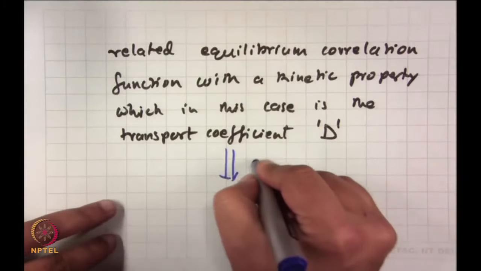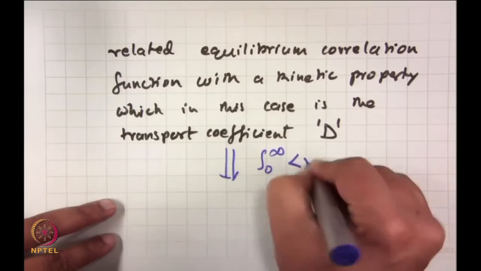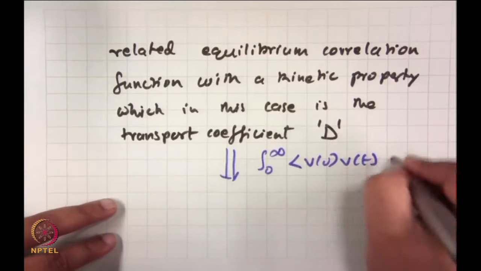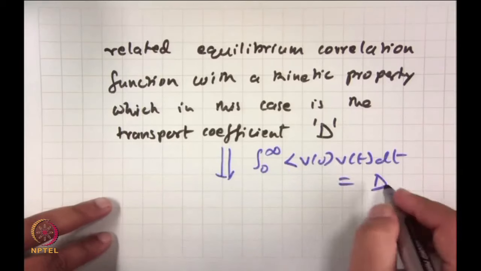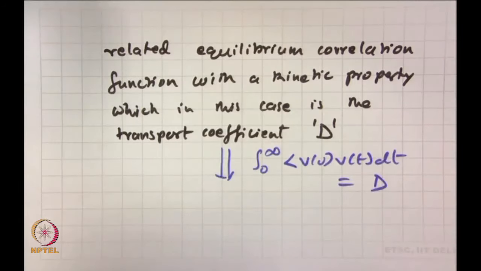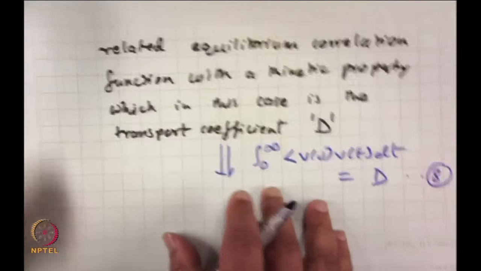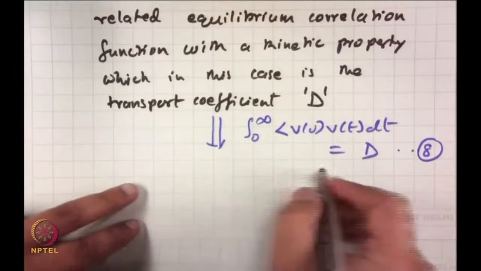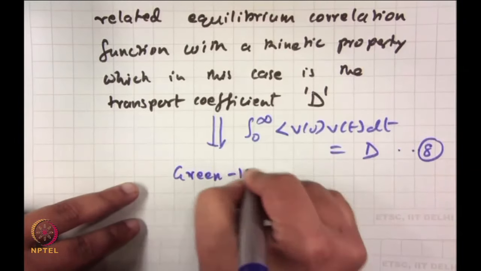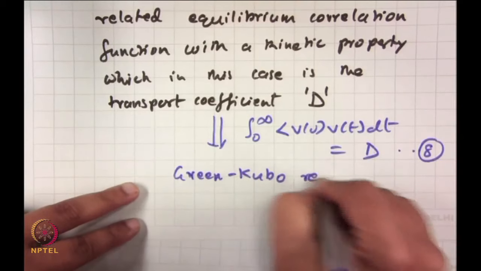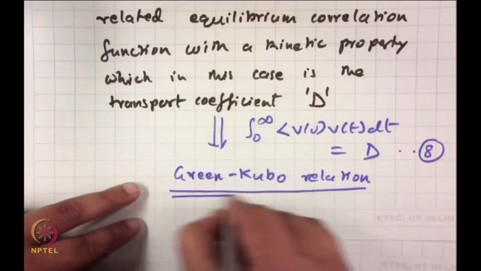So, integral from 0 to infinity of v of 0 v of t dt is equal to D. This equation, what will the number be, 8. So, if this is 8, then this is an example of something known as the Green-Kubo relation. The Green-Kubo relation.